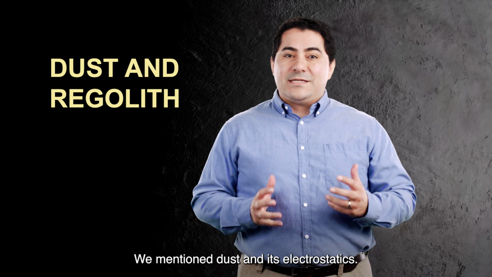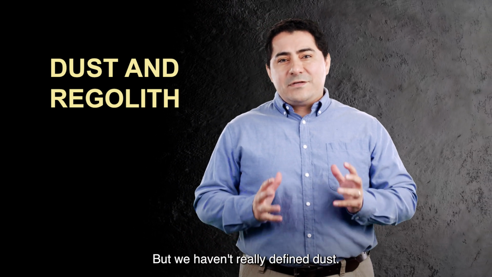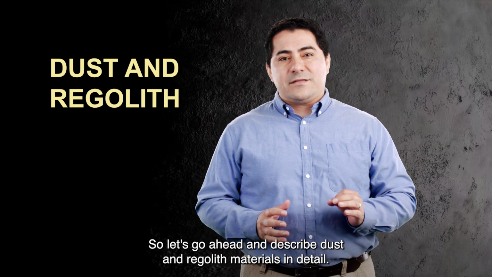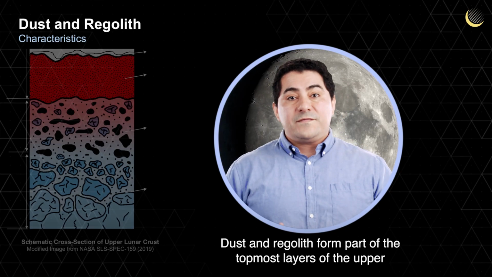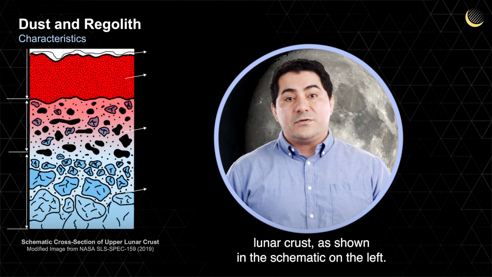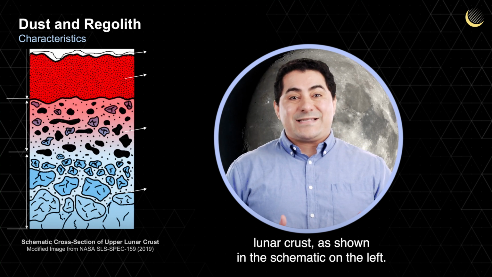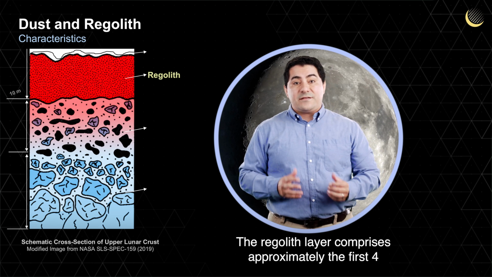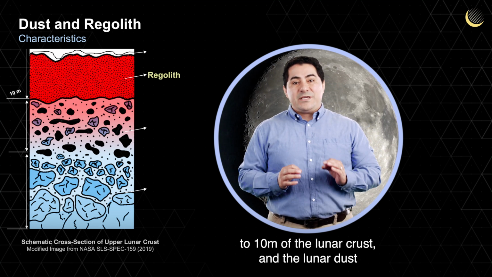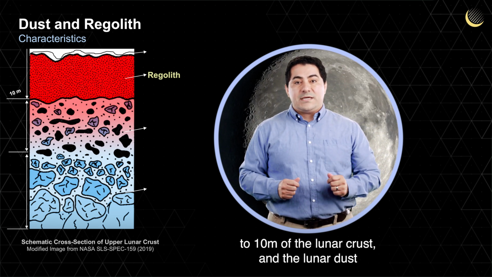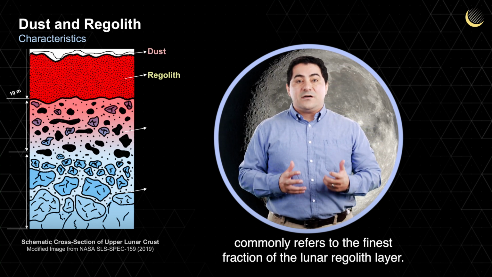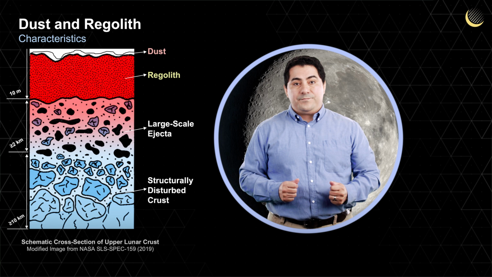We mentioned dust and its electrostatics, but we haven't really defined dust. So let's go ahead and describe dust and regolith materials in detail. Dust and regolith form part of the topmost layers of the upper lunar crust, as shown in the schematic on the left. The regolith layer comprises approximately the first 4 to 10 meters of the lunar crust, and the lunar dust commonly refers to the finest fraction of the lunar regolith layer.